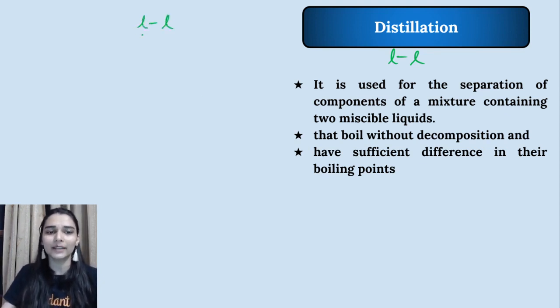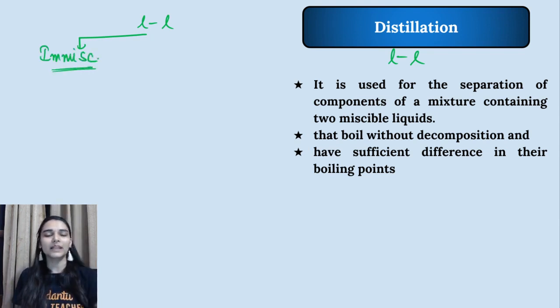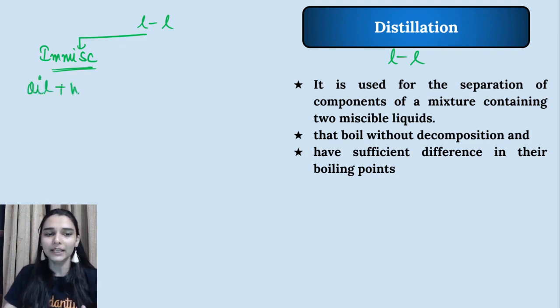See, I will tell you one thing. There can be 2 kinds of liquid mixture. The first one are the immiscible. Immiscible में क्या होता है? When the 2 liquids are not completely mixed into each other. जैसे I will take an example, oil in water.